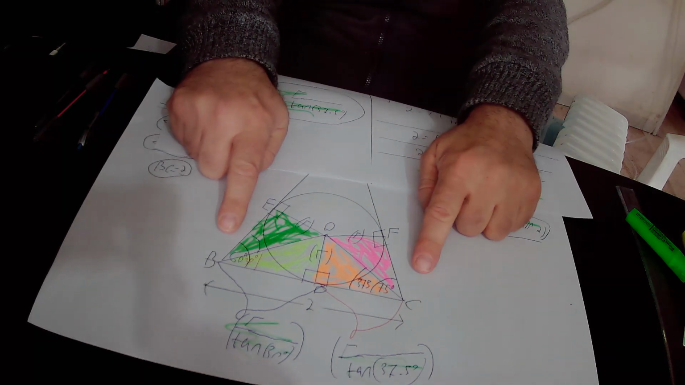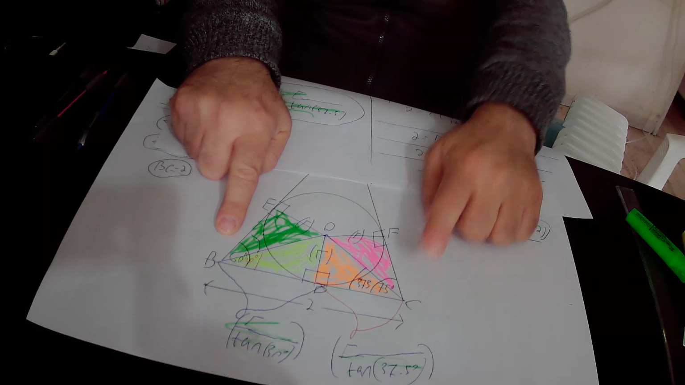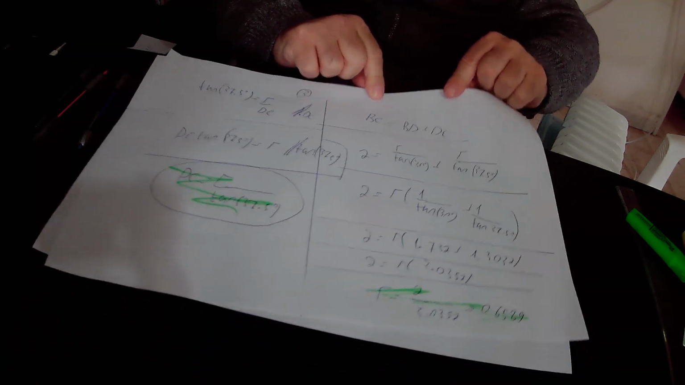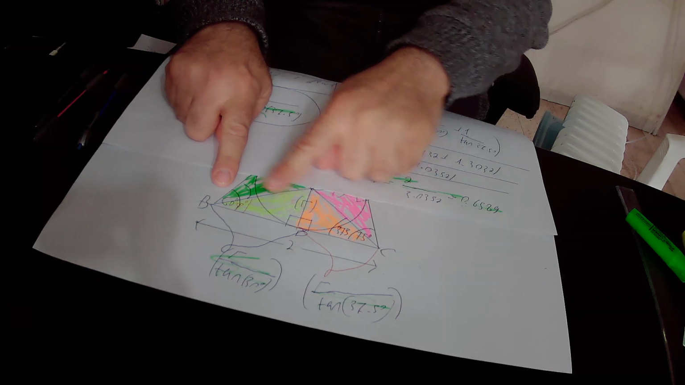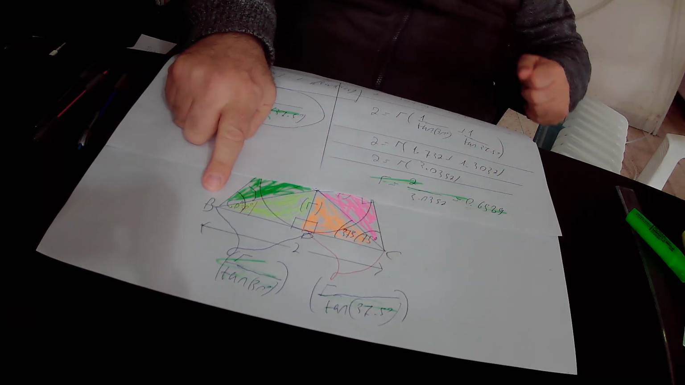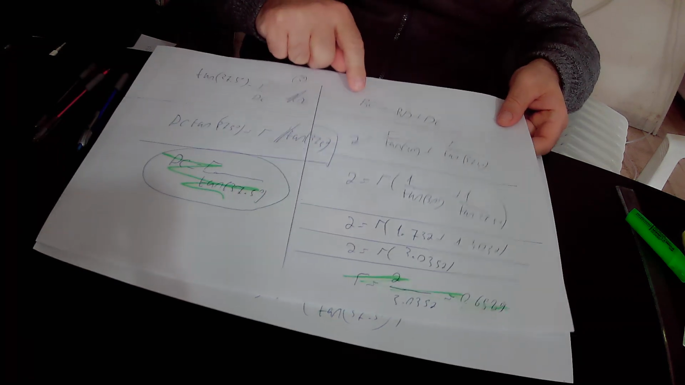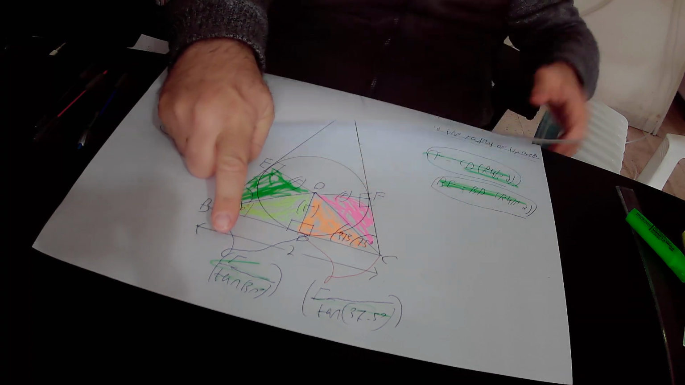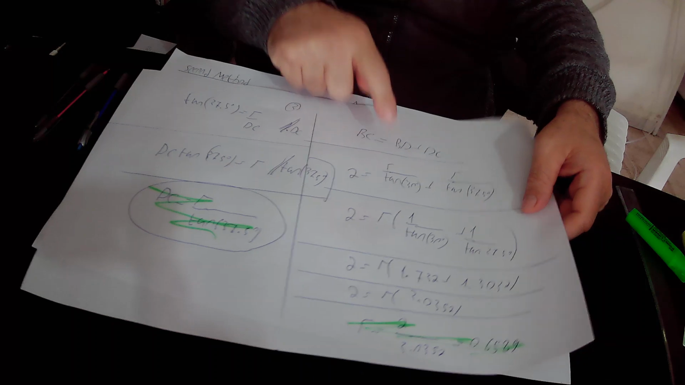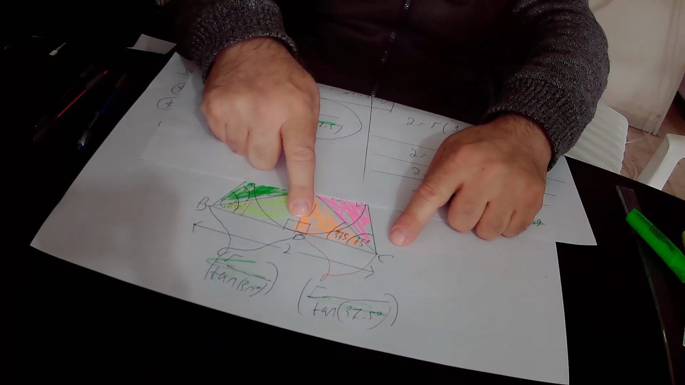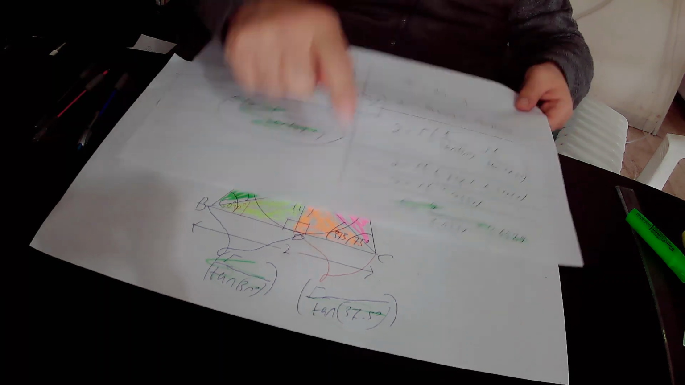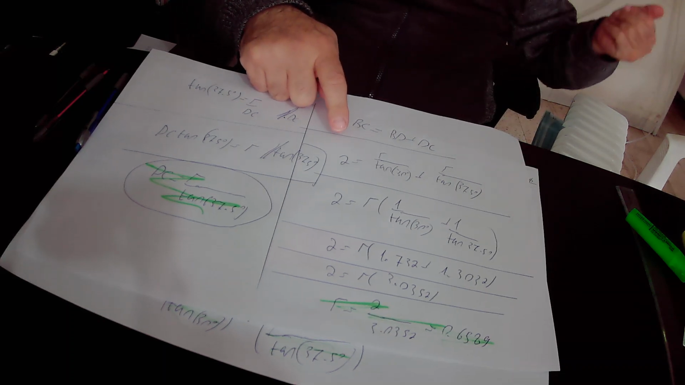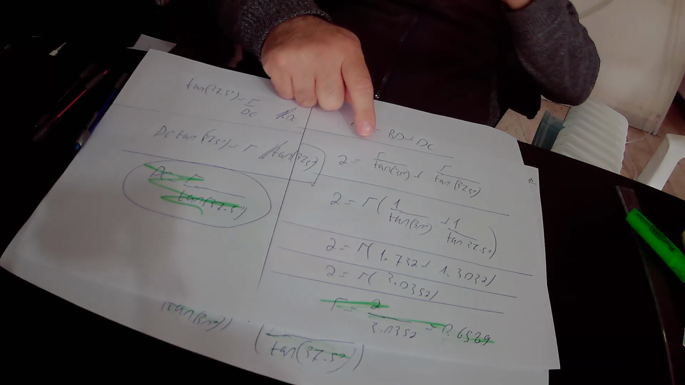So BC in total equals BD plus DC. BC is 2, so we substitute BC by 2. BD is R over tan 30 degrees, so we substitute BD by R over tan 30 degrees. And DC is R over tan 37.5 degrees, so we substitute DC by R over tan 37.5 degrees. So in conclusion, 2 equals R over tan 30 degrees plus R over tan 37.5 degrees.